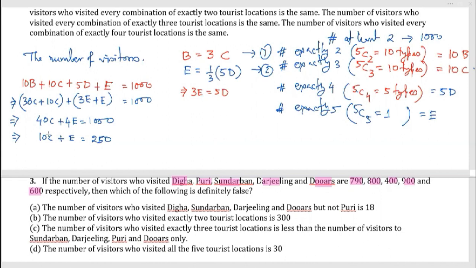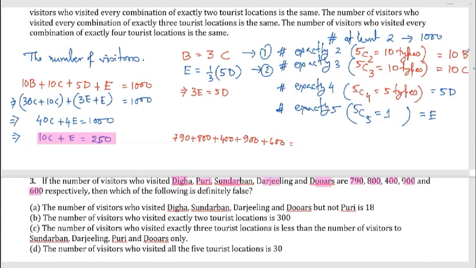We have already seen that 10C plus E is 250. Let me take out the next set of data considering that. The sum means 790 plus 800 plus 400 plus 900 plus 600. What is that? It is actually the total number of visits. How can I consider the total number of visits? I know that the people are of these varieties, B, C, D, E types, meaning those who have visited exactly two locations, the total numbers will be how much?